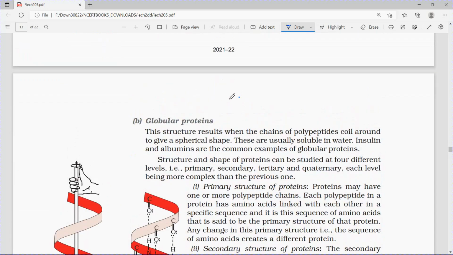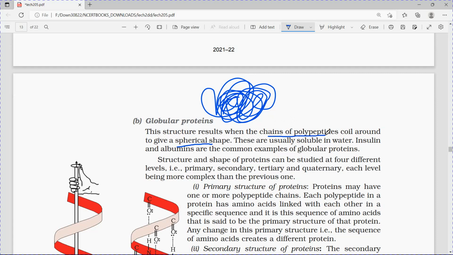Globular protein, it will be a complicated structure like this. This kind of structure is called globular proteins. Yes, it gives a spherical shape. That is, the chains of polypeptides coil around and give a spherical shape.